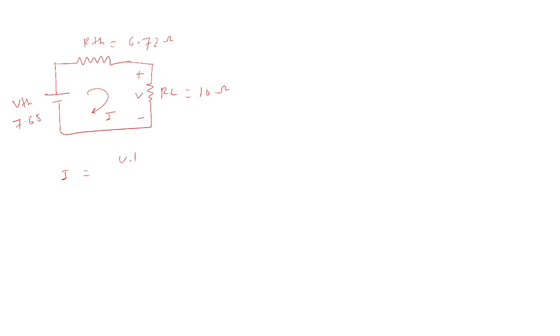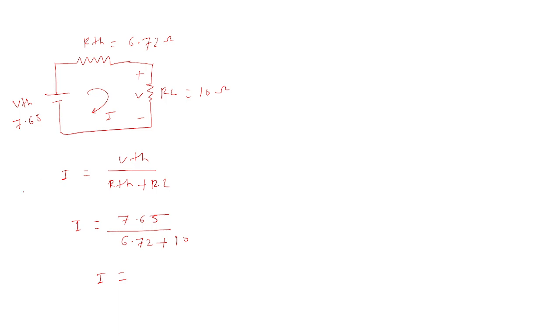I is equal to VTH divided by RTH plus RL. So I is equal to 7.65 divided by 6.72 plus 10. So you will get the value of I. What is the value of I? Calculate and put in the chat box. Yes, someone calculate and put in the chat box. I is equal to 7.65 divided by 6.72 plus 10 ohm.